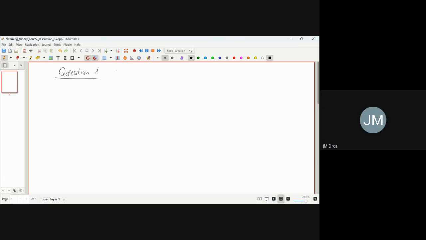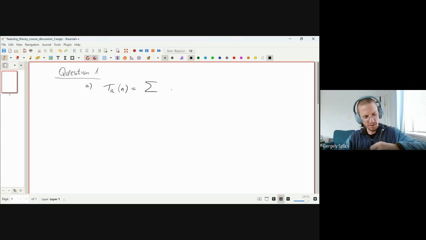Sure. I started by defining T index A of n as the number of times our agent takes action A in the steps from 0 to n minus 1. Nice. So something like summing up the indicator function that the action at time t is equal to this A, from 0 to 1.